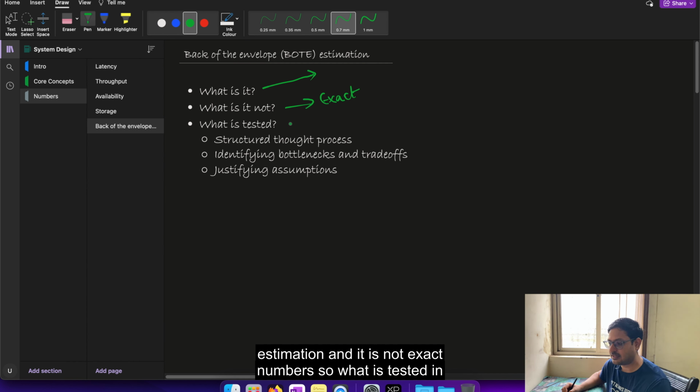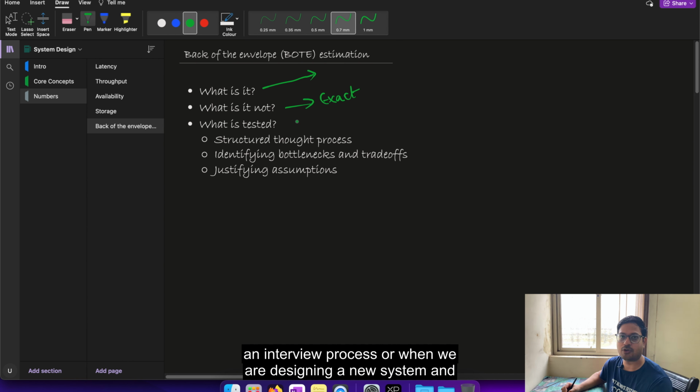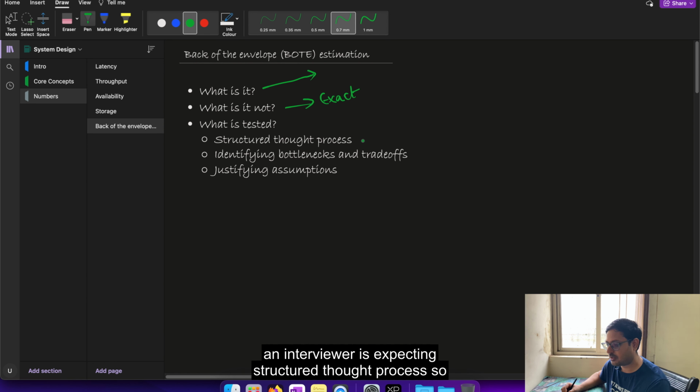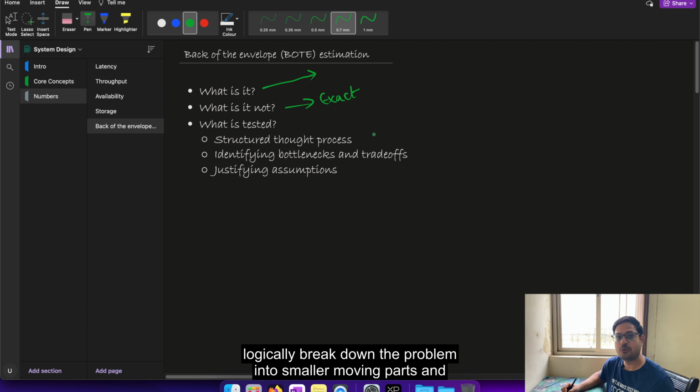So what is tested in back of the envelope estimation whenever somebody is asking you for a system design estimation, either through an interview process or when we are designing a new system and you want to do capacity planning? These are some things we want to look for. So the interviewer is expecting structured thought process. So any interview, even when I'm interviewing, what I'm looking for is the structured thought process. Are you able to logically break down the problem into smaller moving parts and see how they are connected together and how the entire thing works together as a system, right? So that is what we are looking for.